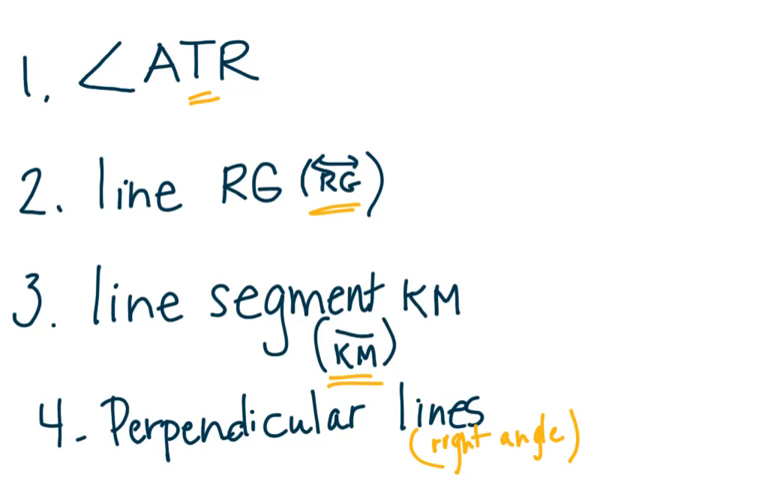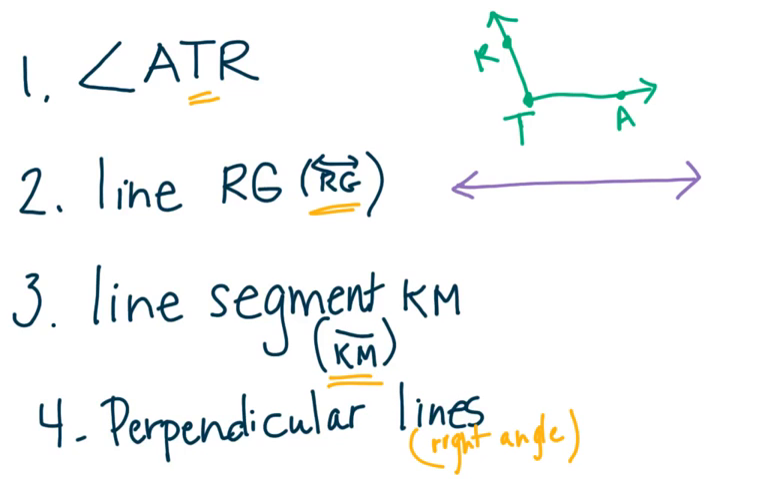For number 1, I don't care about the size of the angle. What I want you to pay attention to is angle ATR. The most important thing is that the T is the vertex where the 2 rays meet. So R can be here, A can be here, or those can be reversed. But T needs to be where the 2 rays meet. Line RG, you need an arrow on each end and at least 2 points labeled R and G.